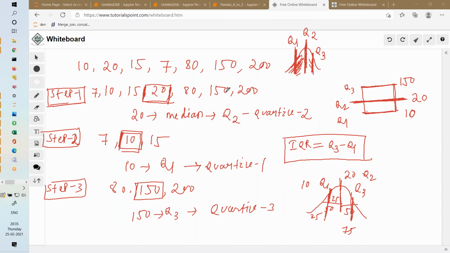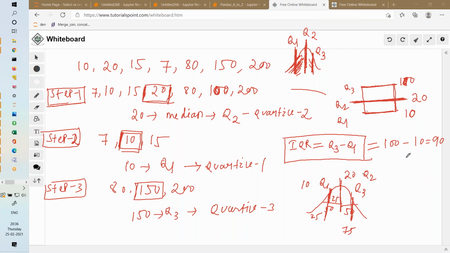Let's say this is not 150. Let's say this is 100. Let me make it 100, right? So this is 100. Now can anybody tell me what will be the IQR? Interquartile range, Q3 minus Q1. What is my IQR? Q3 is 100, Q1 is 10. So 90. So this is the 75 and 25 range, right?